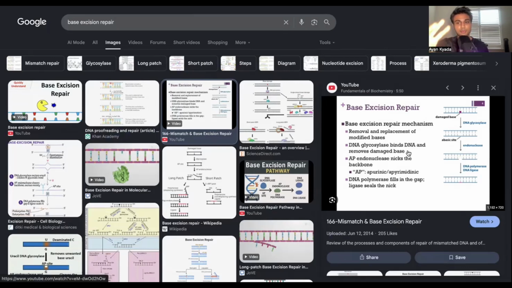And remember, there are 3 parts of a nucleotide. Number 1, you have the phosphate group. Number 2, you have the sugar. And number 3, you have the nitrogenous base. All DNA glycosylase does is it removes the damaged nitrogenous base. Then AP endonuclease is going to come in and remove that sugar and phosphate. It's going to remove the backbone, which allows DNA polymerase to access the site that was removed and fill in the gap. And then again, DNA ligase seals the nick.